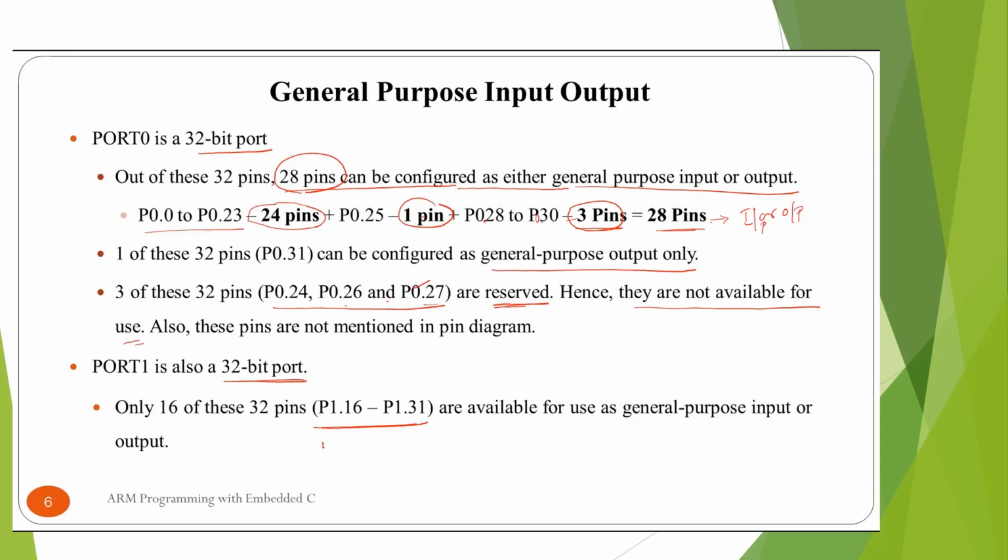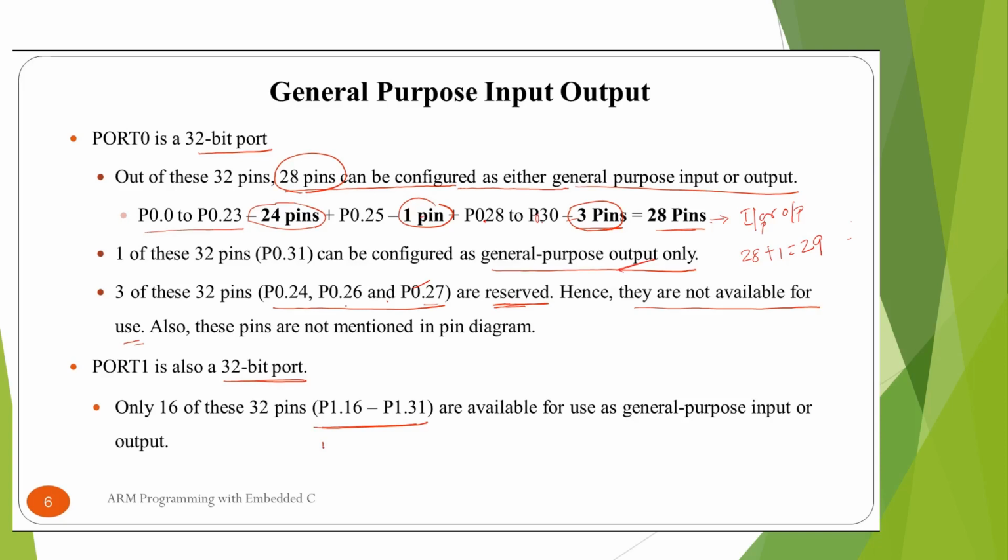The pin number port 0.31, the 31st pin, can be configured only as output. Only as output. So now 28 plus 1, 29 pins can be configured as either input or output. That is, the last one, the 31st pin, is only output. It can't be configured as input.